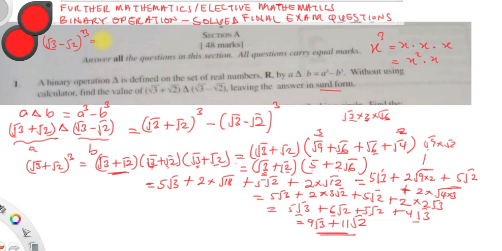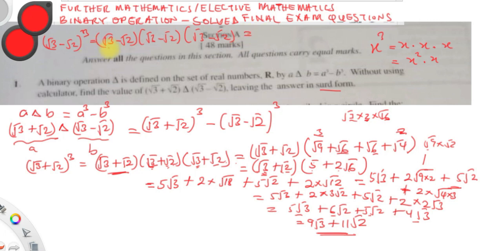Okay. So what do you have? Sorry, this is not difference of two squares. It's not applicable here. So we have square root of 3 minus square root of 2, times square root of 3 minus square root of 2. That's what you have.